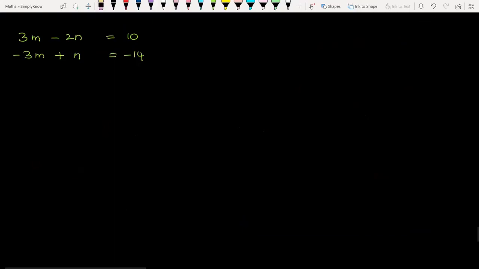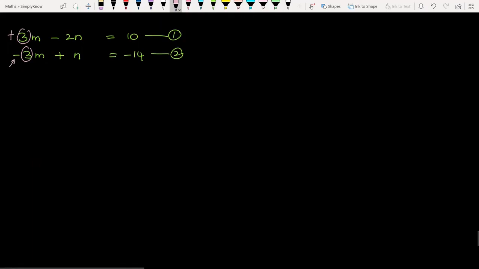Okay, this is our last pair of simultaneous equations. Let's solve this. Equation number 1 and equation number 2. What is the unknown that you are going to eliminate now? Obviously, the unknown which has the same coefficient. m has the same coefficient. It's 3. But their signs are different. Here it's plus and here it's minus.